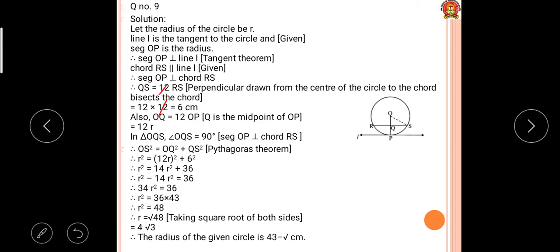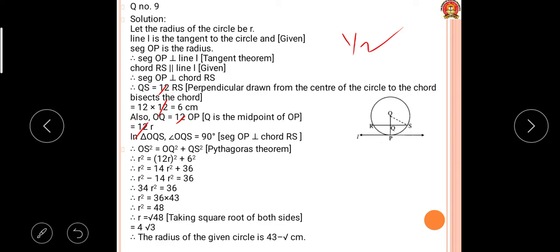Now OQ is equal to 12. Q is the midpoint of OP. So OQ is half of R. OQ is equal to half of R. By the Pythagoras theorem, what can you say? OS square is equal to OQ square plus QS square.